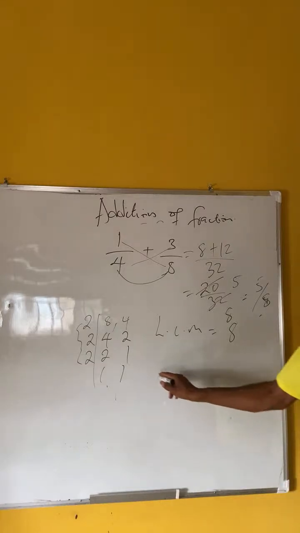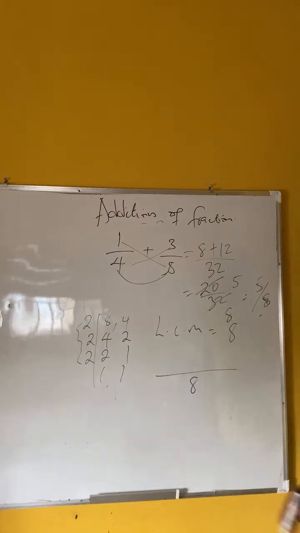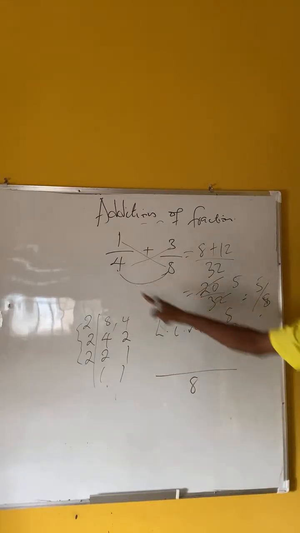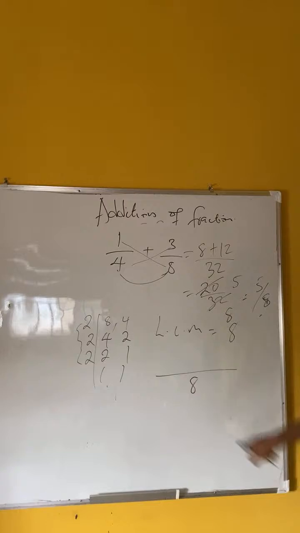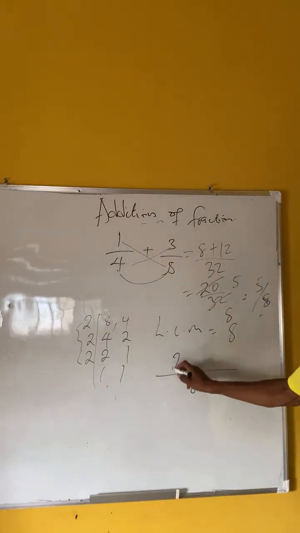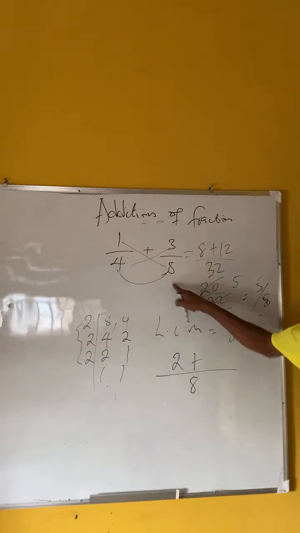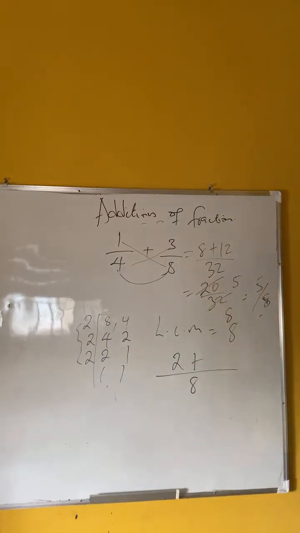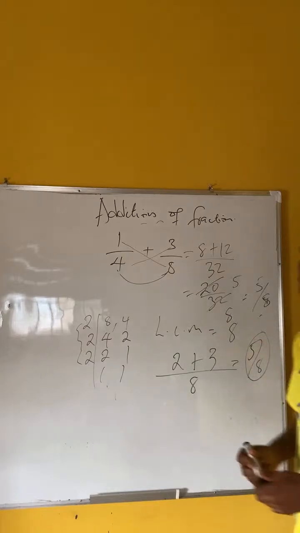So you draw a straight line and write 8, okay? 4 will now divide 8. 4 divided into 8 is 2. 2 times 1 is 2. You write 2. Then 8 will now divide itself. You get 1. 1 times 3 is 3. So if you add 2 and 3, you have 5 over 8. And that becomes the answer.